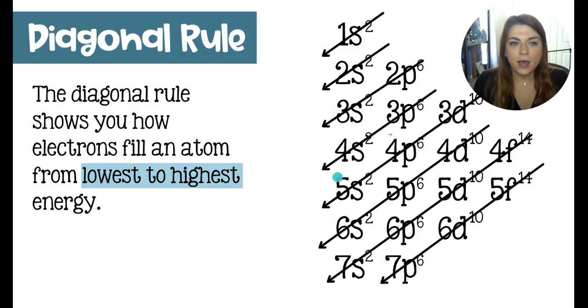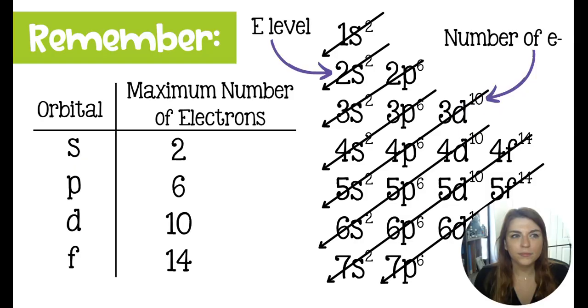That's why we're talking energy. It fills from lowest to highest energy, even though that doesn't match the numerical order. That's because S is a little less energetic than D. And then we can continue through this for any element, really.